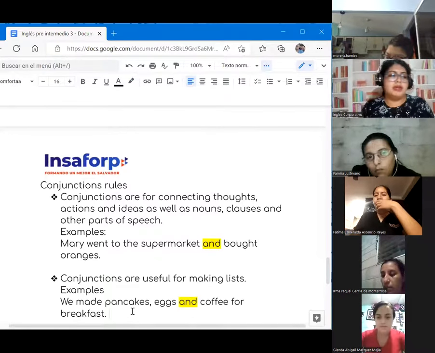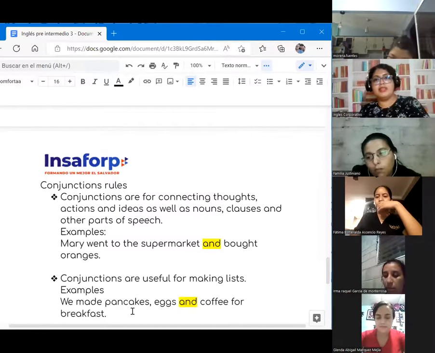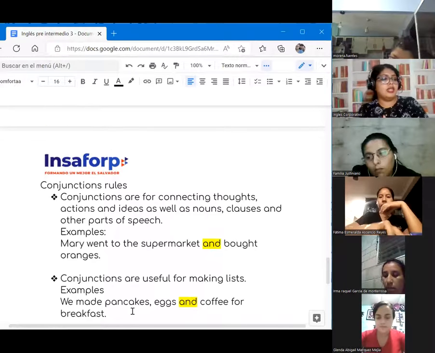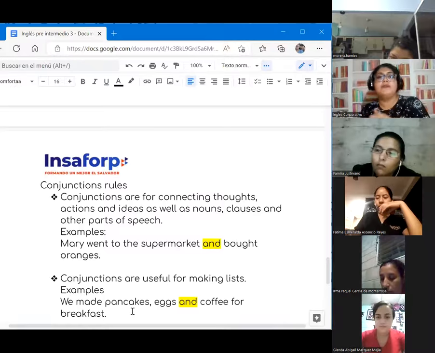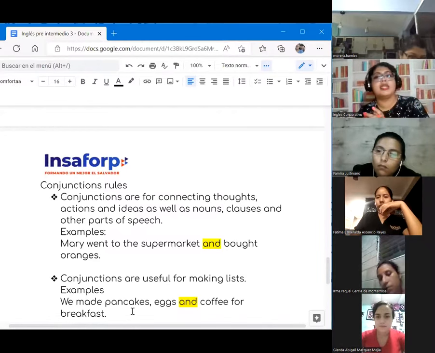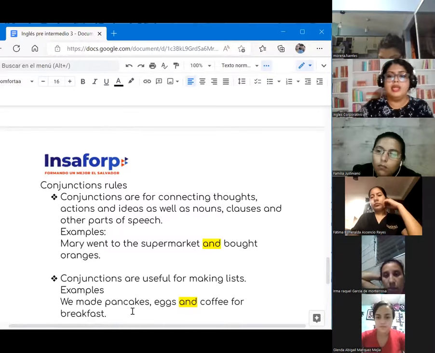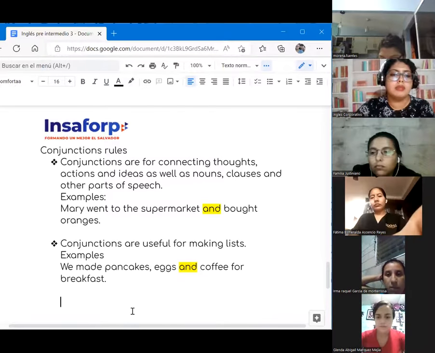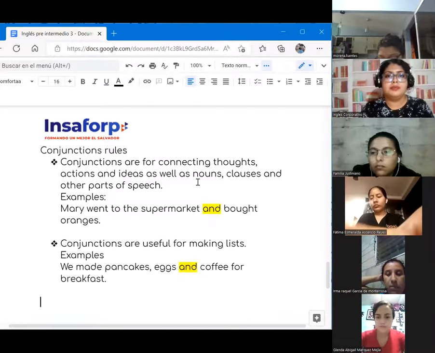And in this case, maybe you are asking, but why are we just using and? Because we don't have the list yet for the conjunctions. No estamos utilizando las otras conjunciones porque no hemos creado la lista. Ya la vamos a ver. Ya vamos a llegar a esa parte para que ustedes vean todas las palabras que podemos utilizar como conjunciones. Pero en este caso, para los ejemplos, solo estamos utilizando and.